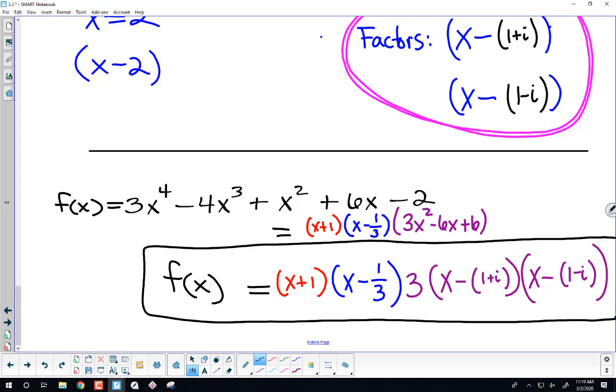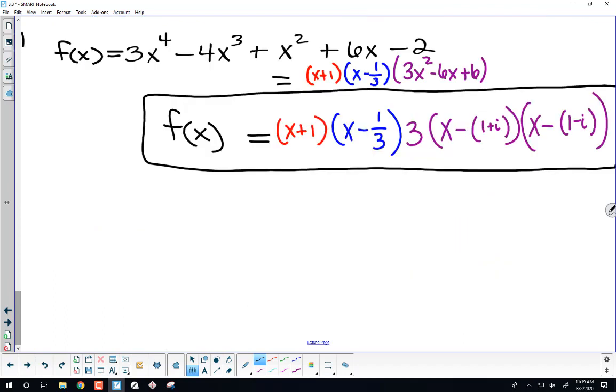Does anyone have any questions? And when we have the factors, we also have the zeros. So our zeros are x equal to -1, positive 1/3, and then we saw 1 from the quadratic, 1 plus or minus i. So those are our 4 zeros.